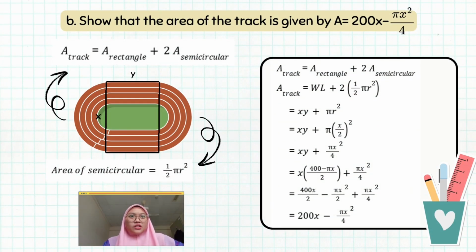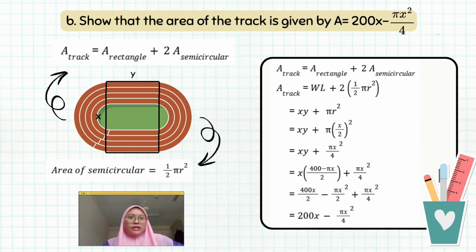Show that the area of the track is given by A equals 200x minus pi x squared over 4. So we need to show the answer to be like this. The first step is we must know the formula of the area of the track, which is area of rectangle plus 2 area of semicircular like shown in the figure. The area of rectangle is width times length. Like we see in the figure, width is x and the length is y. So we substitute the width times length with xy.